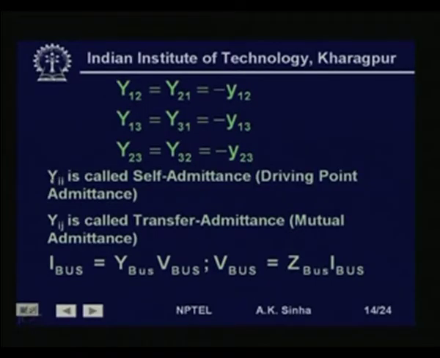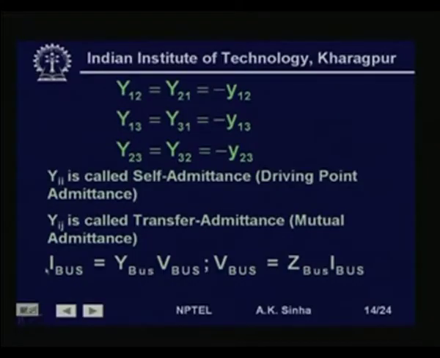Now, the elements of this Y bus matrix, Yii, that is the diagonal elements, is called the self admittance or the driving point admittance of the network at bus i, and the element Yij, that is the off diagonal element, is called the transfer admittance or the mutual admittance between bus i and j. In short, we can write this relationship as I bus is equal to Y bus into V bus.